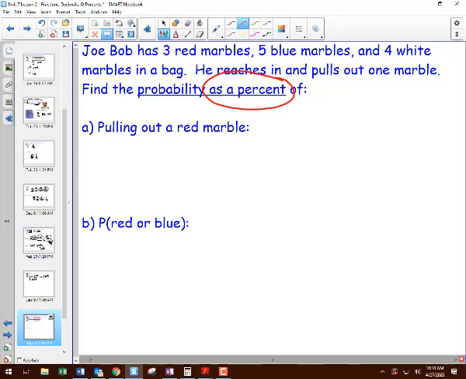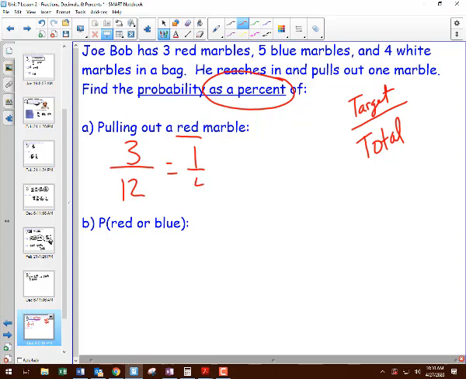Okay, so if you recall probability, we want our target outcome as the numerator. We want our total of all outcomes on the bottom. So how many marbles here? That's going to be our total outcome. So we have 12 marbles. What's our target? Well, that's red. How many red? 3. So if we reduce that down, we get 1/4. Your background knowledge should tell you as a percent, 1/4 is 25%.